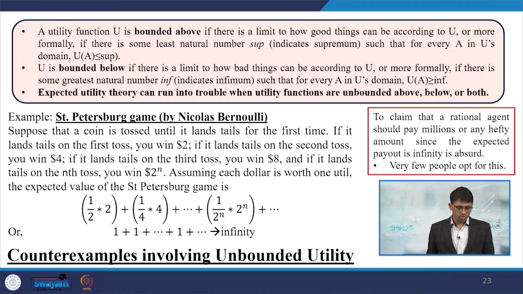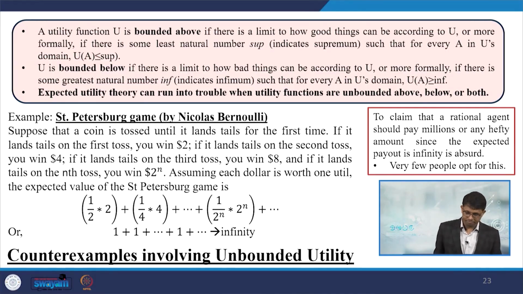Bernoulli. Suppose that a coin is tossed until it lands tails for the first time. If it lands tails on the first toss, you win $2. If it lands tails on the second toss, you win $4. If it lands tails on the third toss, you win $8, and so on. If it lands tails on the nth toss, you get 2 to the power n dollars.